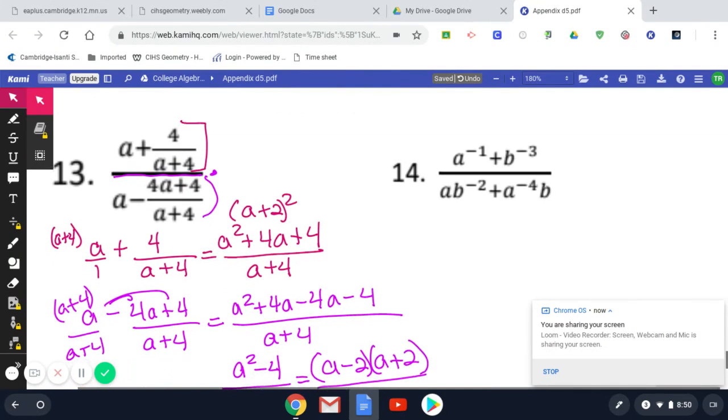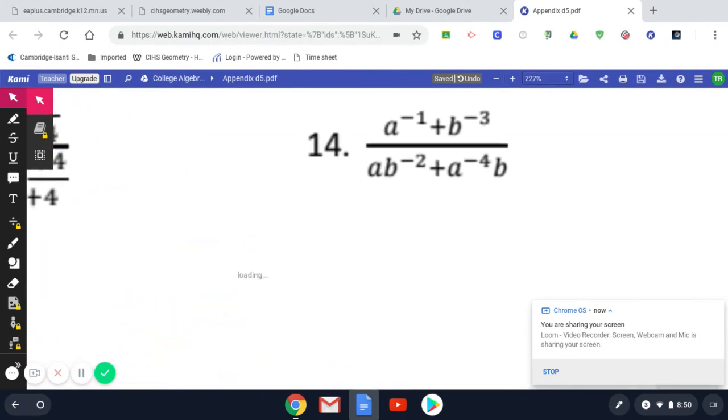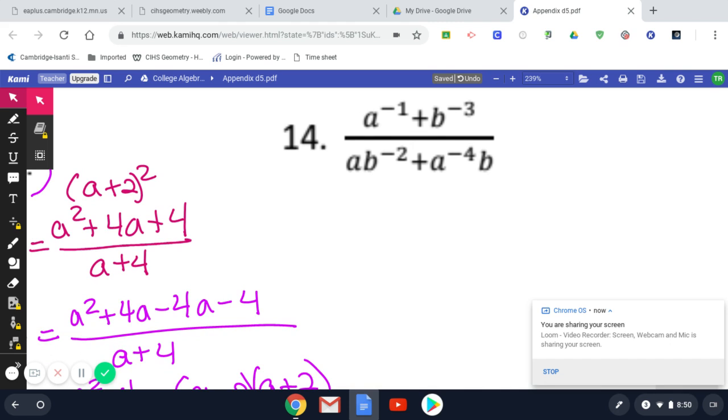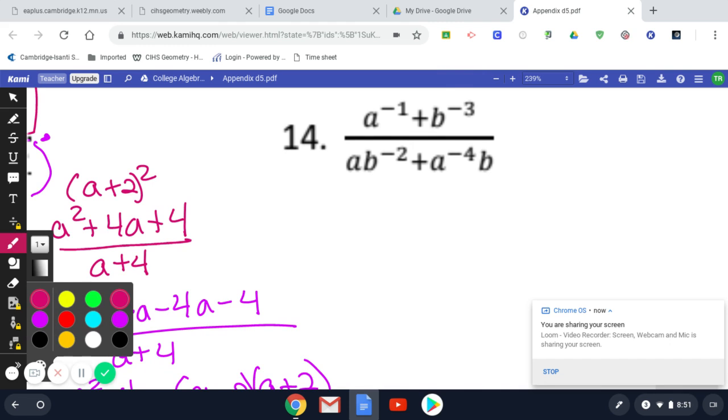Okay. The next one, because I have negative exponents, I'm going to remember the rules about that and what that means. So what this is then is this is 1 over a plus 1 over b cubed, over a over b squared plus b over a to the 4th. Okay, so I have a fraction inside a fraction.